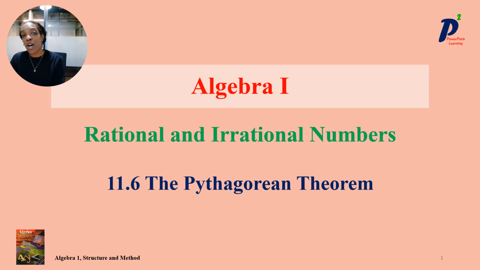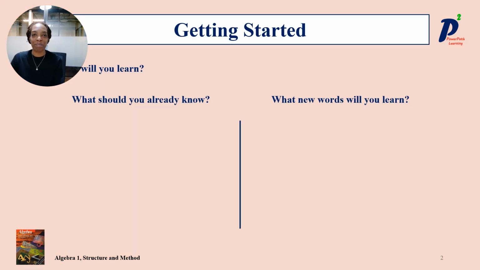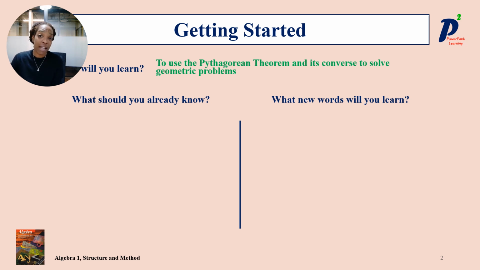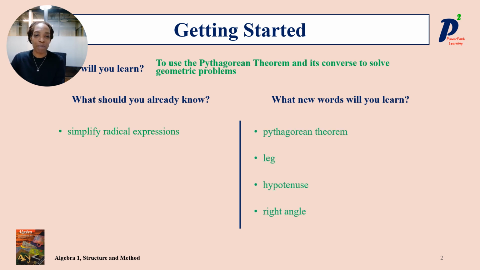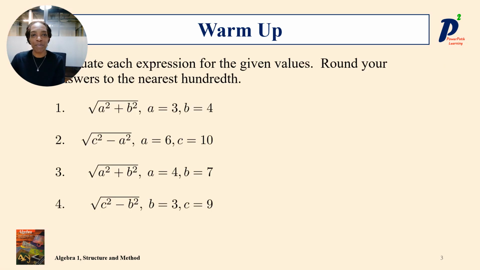This lesson is on Chapter 11, Section 6, the Pythagorean Theorem. In today's lesson, we're going to learn how to use the Pythagorean Theorem and its converse to solve geometric problems. Before we start, you should know how to simplify radical expressions, and you're also going to learn a few new words. Let's get started. Let's start by warming up with some radical expressions and substitution.